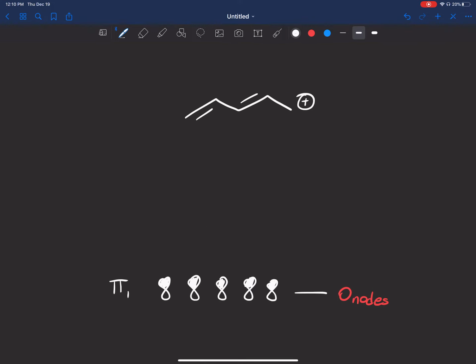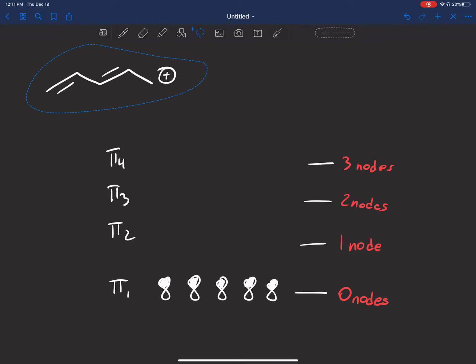Now, remember, we always keep going until we have a molecular orbital with the amount of nodes 1 less than the amount of p orbitals. 5 p orbitals, 4 nodes is the maximum. So we're going to keep going until we have pi 5. Pi 2 is going to have 1 node. Pi 3 is going to have 2 nodes. Pi 4 is going to have 3 nodes. And pi 5 is going to have 4 nodes, our maximum.